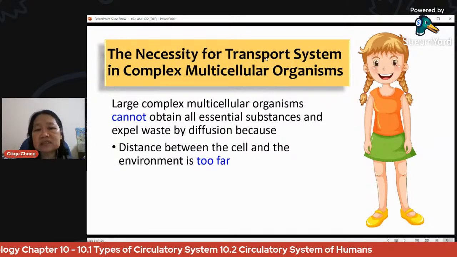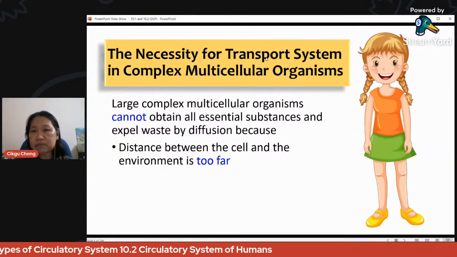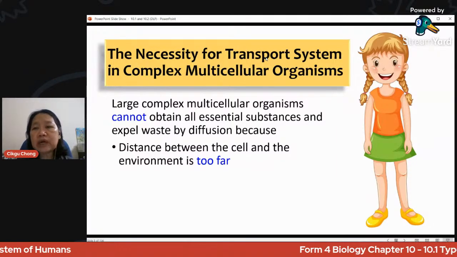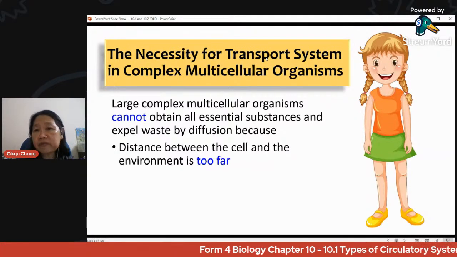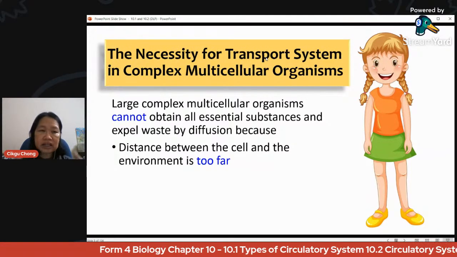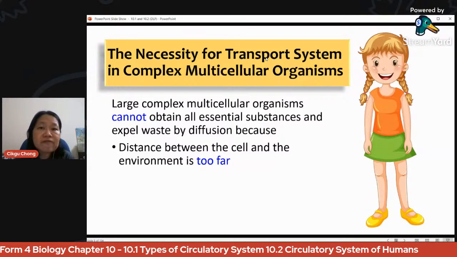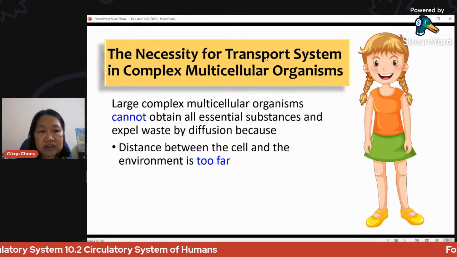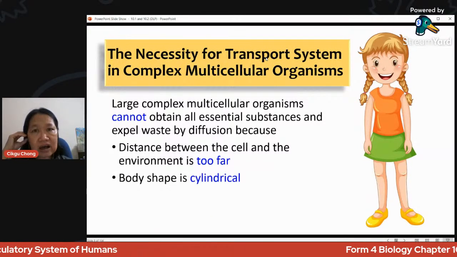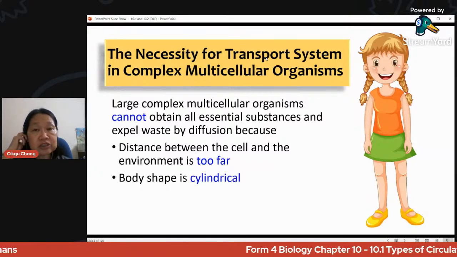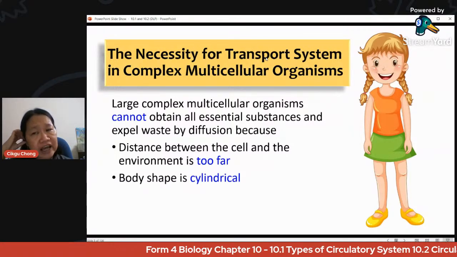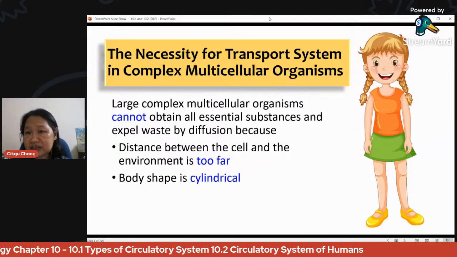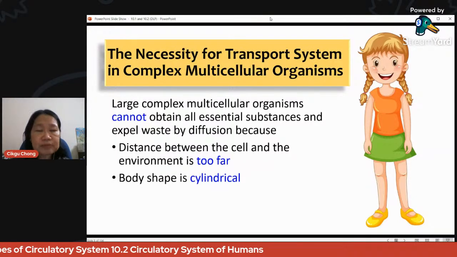Number one, the distance between the cell that is inside the body, let's say the internal part of the body, the middle part of the body, is so far away from the surface, so far away from the skin, because the body is big, it is round, we are cylindrical, we are not flat. If you are flat, then it's easier, but we are round, so the distance will be quite far actually, and oxygen cannot diffuse that far. And also the body shape, like I mentioned just now, cylindrical. Our body is not flat, so if it's flat, the distance is shorter, but it's round, so the distance is further.